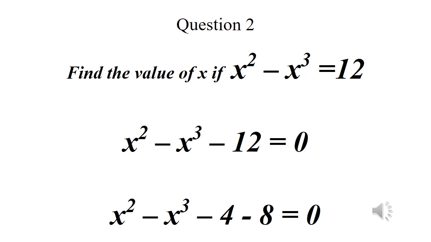Now if we break down 12, we can have minus 4 minus 8. All we want to do is to have something that will give us a square and something that will give us a cube, so that we can pair them with the x squared and the x cubed. So minus 4 will give us 2 squared and minus 8 will give us 2 cubed, and the minus 4 minus 8 will still give us minus 12. So we have x squared minus x cubed minus 4 minus 8 equals 0.